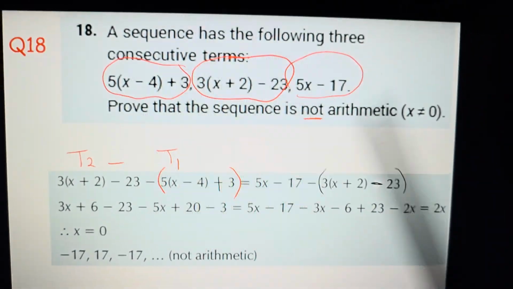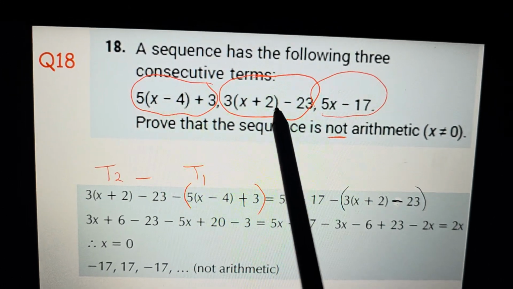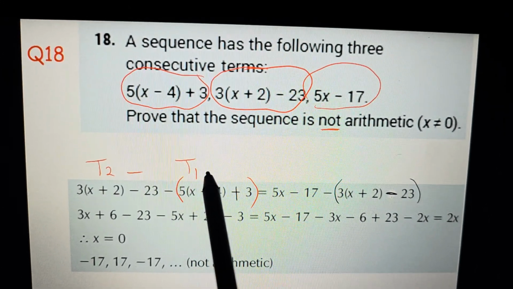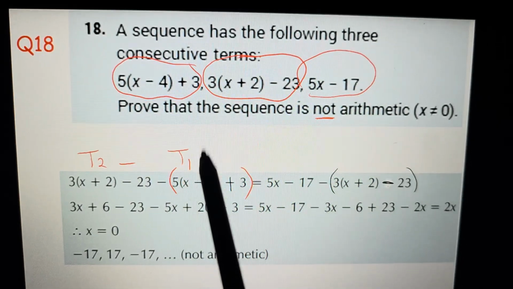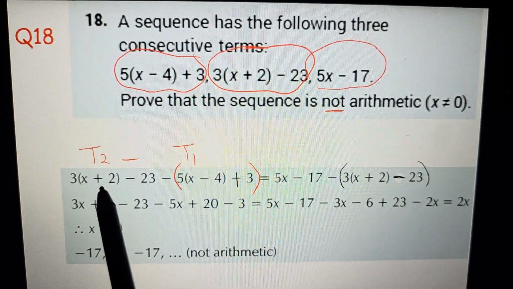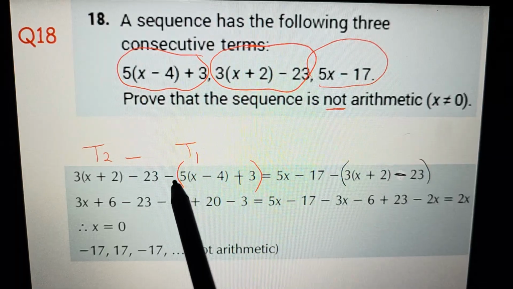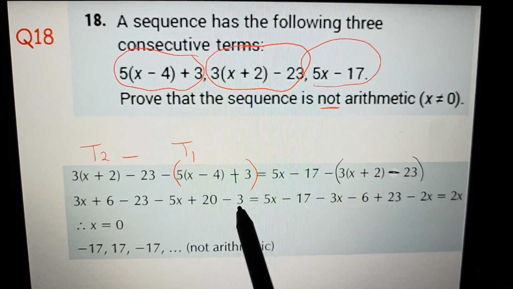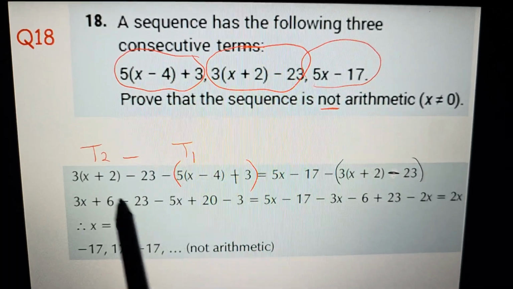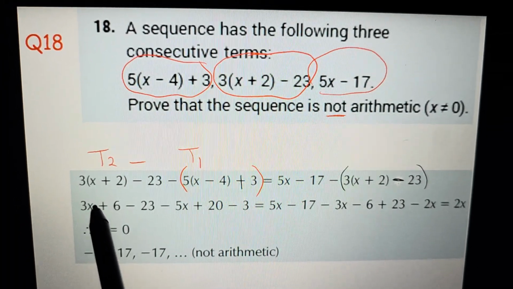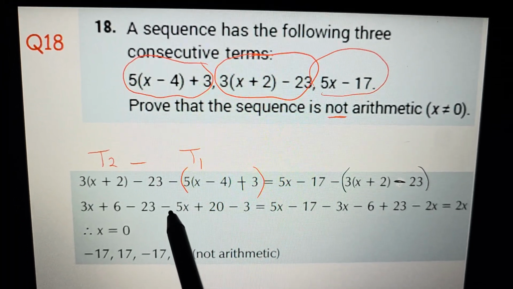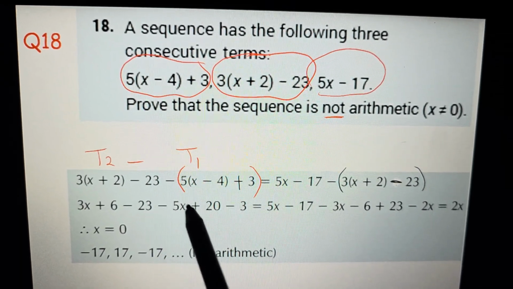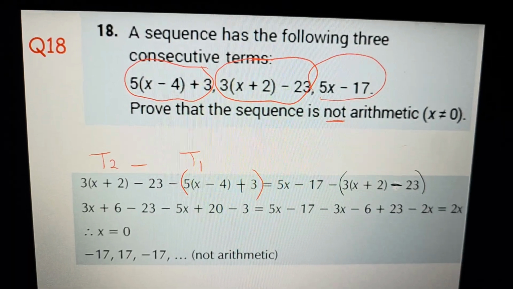Okay, so term 2 take away term 1. Term 2 was this, 3(x + 2) - 23. Take away term 1, which was 5(x - 4) + 3. You can multiply the minus into that bracket, so it'll end up being minus 5 times that bracket, and a minus by a plus is a minus 3. Okay, multiply out the brackets, tidy it up. You'll have 3x minus 5x would give you minus 2x. Okay, and then you have 6 minus 23 plus 20 minus 3.